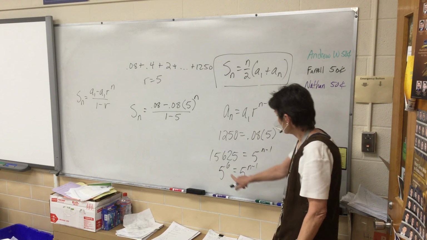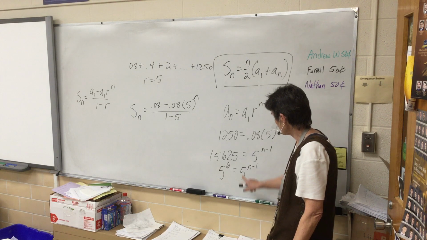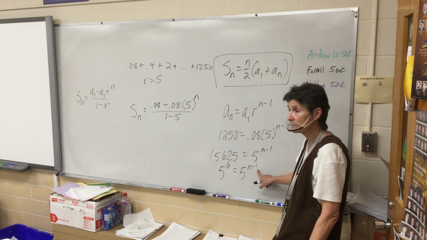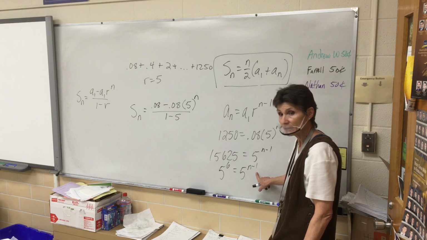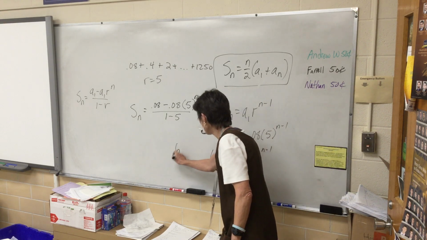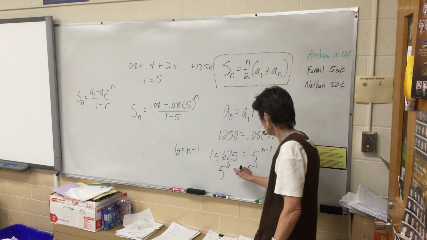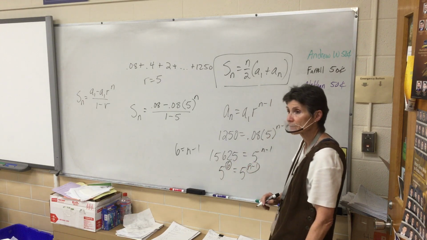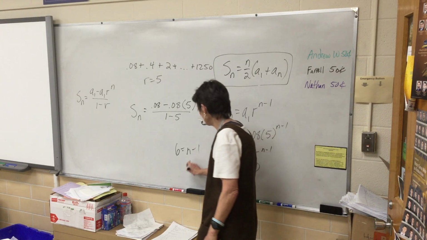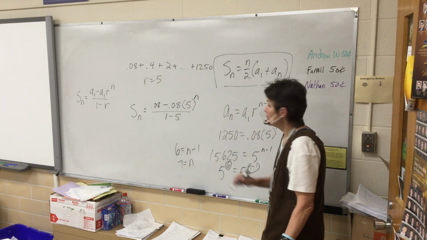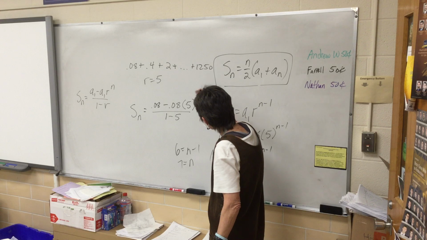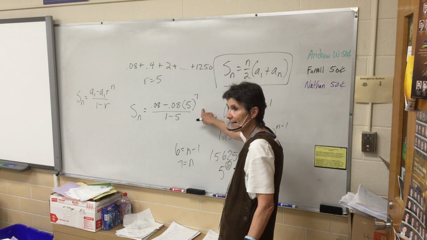Okay? Now, if 5 to the 6th equals 5 to the n minus 1, what does n equal? 7. Because doesn't this say 6 has to equal n minus 1? Don't these have to match? So n is 7. Now, what did we do that for? So that we could come up here and put a 7 into that formula?